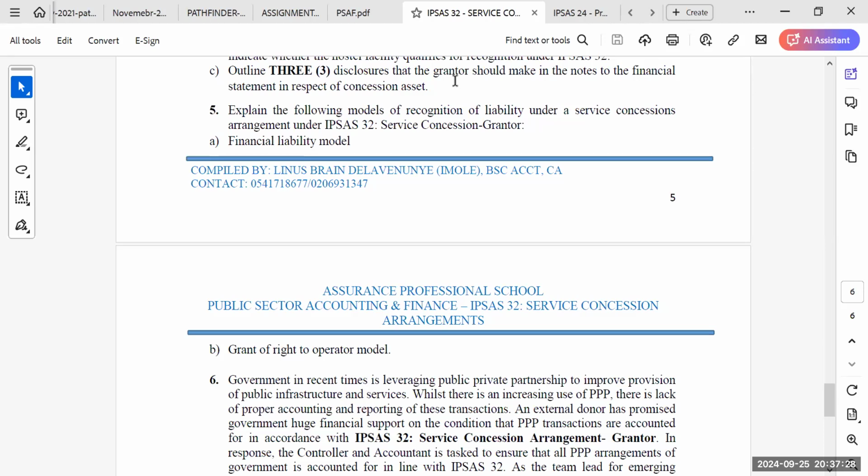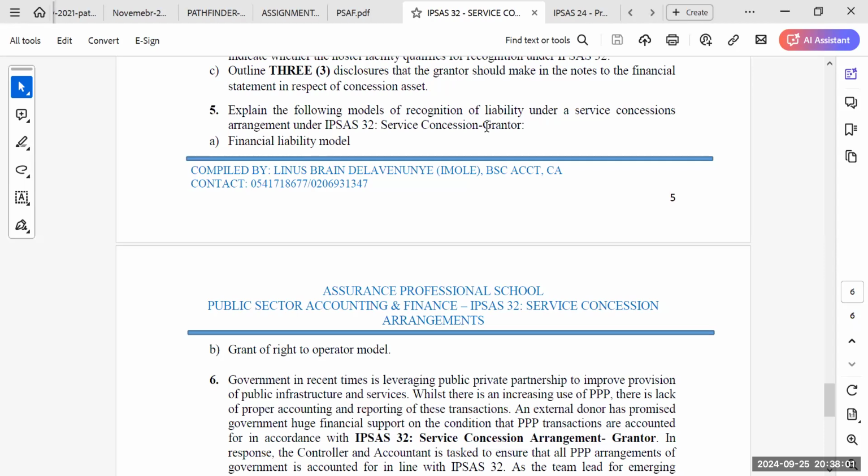So the liability that will be recognized will be the portion of that cash, or the amount of that cash that the grantor is going to be paying to the operator. Any finance charges or any fees for services rendered to the grantor will be recognized as an expense in the statement of financial performance for the grantor.